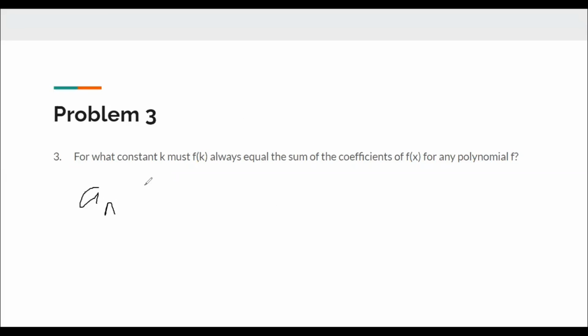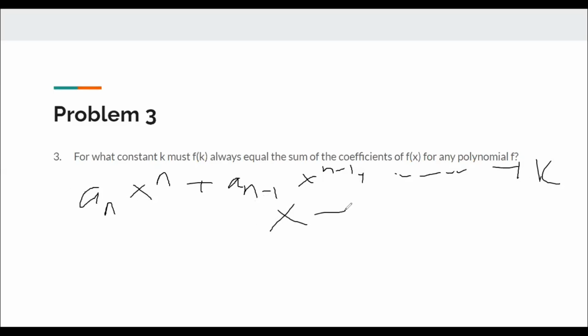I'm just going to write the polynomial out first. So this is your polynomial. We talked about the standard form for a polynomial before. Something like this. So you want the sum of your coefficients, so you want a sub n plus a sub n minus 1 plus a sub n minus 2 all the way to plus k. So all you have to do is just plug x is equal to 1 into this. If you plug x is equal to 1 into all of this, this becomes 1, this becomes 1, everything becomes 1. So it's just going to become a sub n plus a sub n minus 1 plus a sub n minus 2 all the way to k.